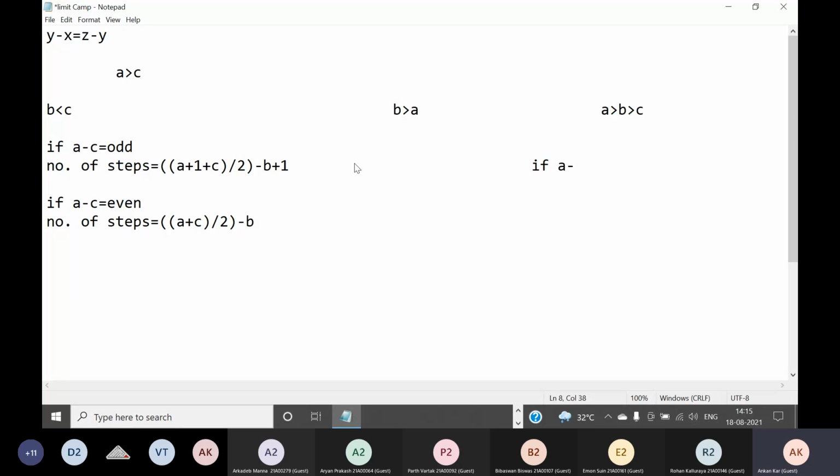A minus c equal to odd. You are going to increase the number of steps by 1 and then arrange the order. I mean, if b is actually, oh, there are also two cases here. Two cases here.